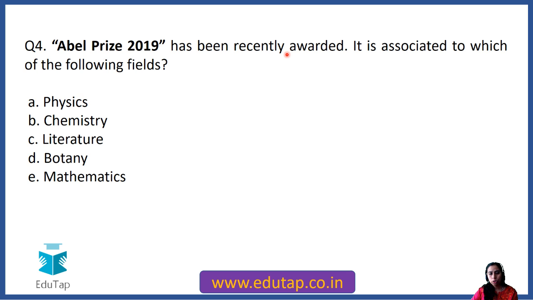Okay, Abel Prize 2019 has been recently awarded. It is associated to which of the following fields? Now you have to know the name of the personality also to which this award has been conferred, but the question is asking the field to which this prize is associated. Is it physics, chemistry, literature, botany, or mathematics? And the first ever woman to win this prize, recently this news was there, and our answer is option E, mathematics.